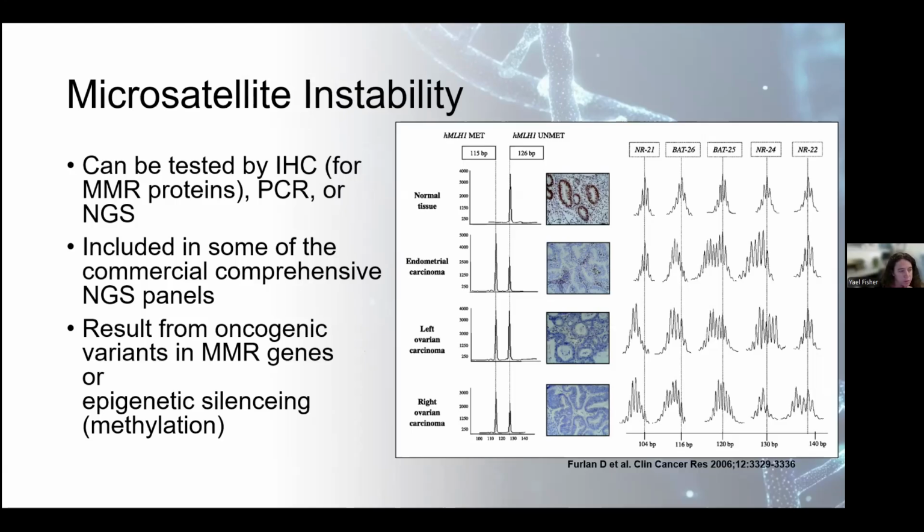These changes might result from variants in the MMR genes. These might be hereditary variants, and we can pick up those variants if we sequence the MMR genes, or they might be a result of methylation or epigenetic silencing of these genes, specifically MLH1, and we can test for that methylation separately.